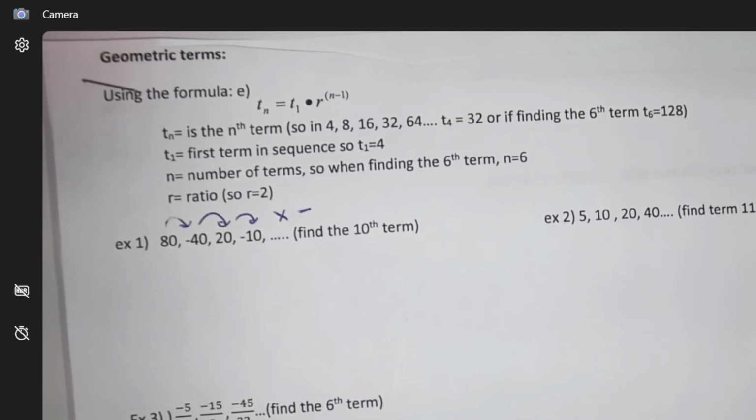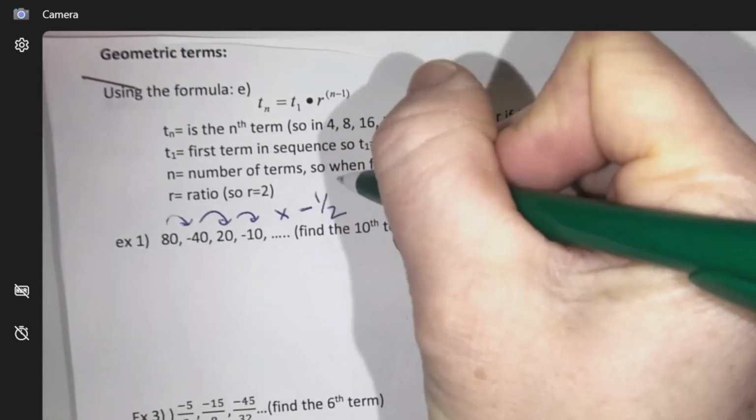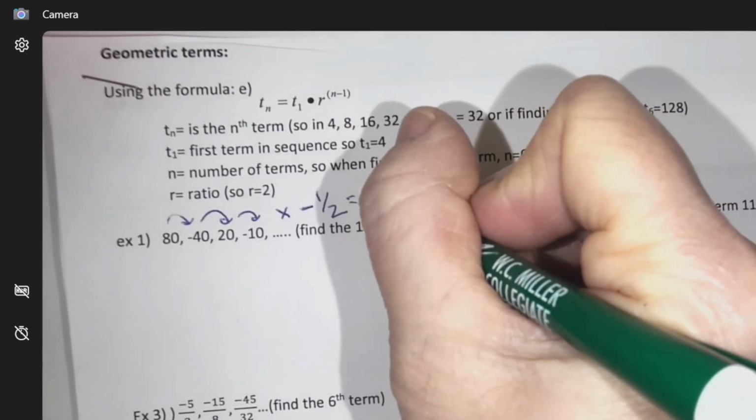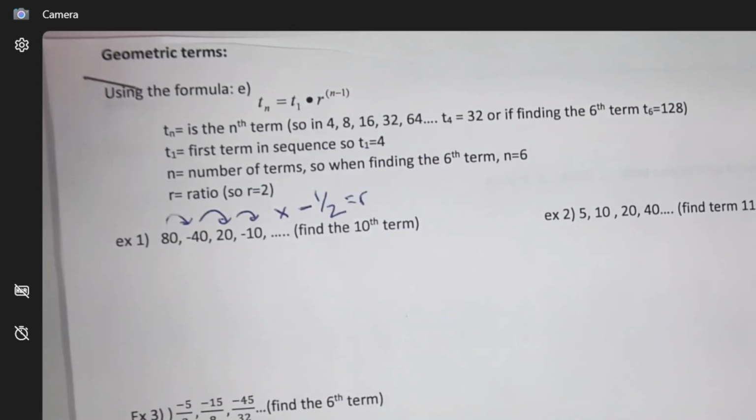And when you get smaller, what do you know about your multiplying number? Has to be less than 1, so probably a fraction. Can anybody think of the fraction that's doing that? Half. So negative a half. That is labeled the R, the ratio. That's what it's called, the ratio.